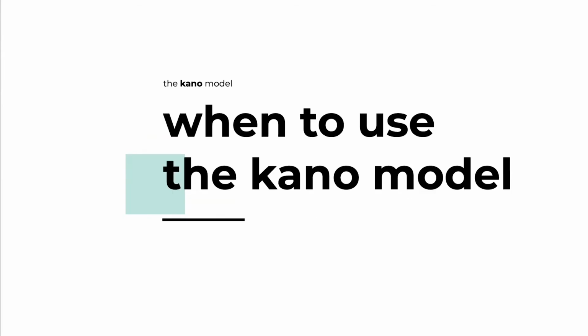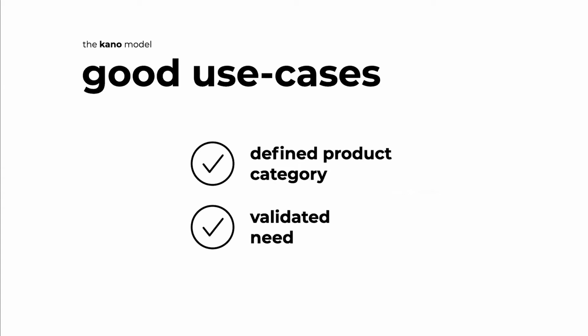All right, so now that we understand what the Kano model is, we're going to talk about when to use the Kano model. So a good use case for the Kano model is when you have already a defined product category and a validated need. When you have those two things, it helps you identify which features to build first and which features to build at all. It can also be useful to products that feel like they're struggling to gain traction in their product category. You can do a retroactive Kano model analysis to identify why your product isn't getting the traction that you feel it deserves, and it can help you create a plan for getting there.